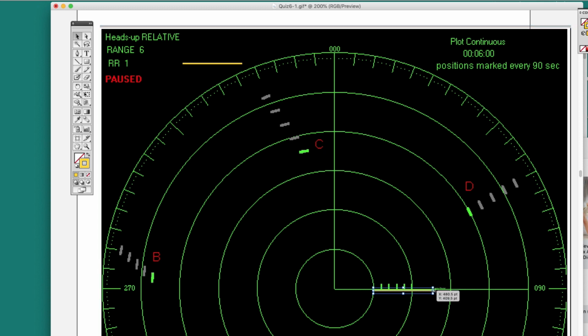Okay, so this would be 2, 4, 6, 8, 7 would be about there. Let's see what that looks like. Does that look about right? Now you would be doing this with dividers if you're on a plotting sheet, but I just want to illustrate. So you'd put your dividers on 0.7 and then just draw this line.